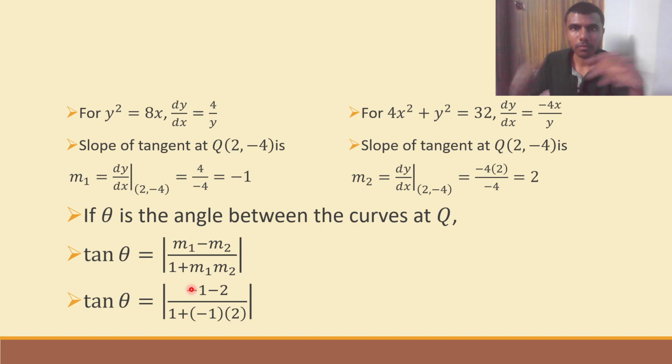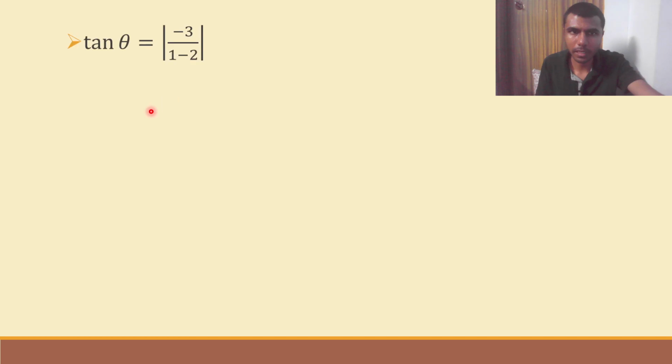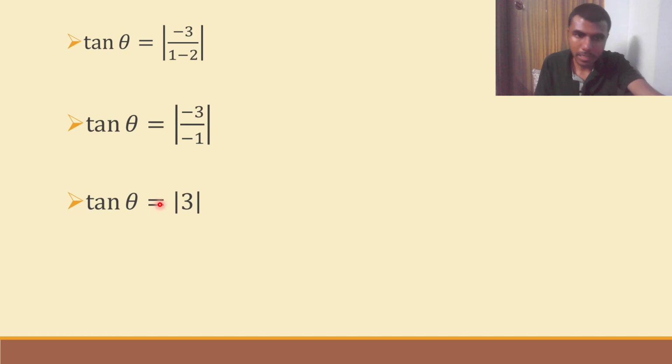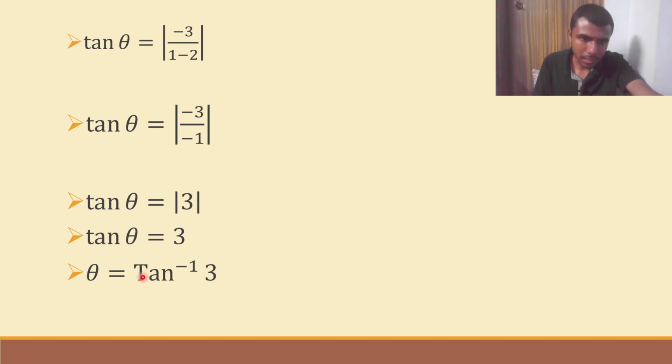See, minus 1 minus 2 is minus 3, and minus 1 into 2 is minus 2. So 1 minus 2 will be there in the denominator. 1 minus 2 is minus 1, and minus minus cancel. Tan theta is modulus of 3. Modulus of 3 is plus 3, and theta is tan inverse 3. That's it. We found out the angle between the curves. That's what they had asked. Fine. Angle between the tangents is angle between the curves.